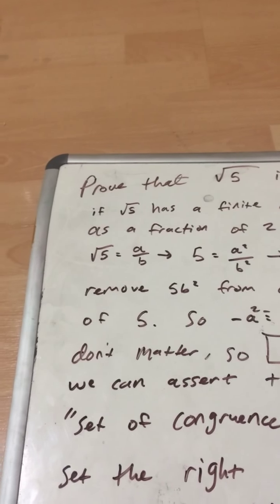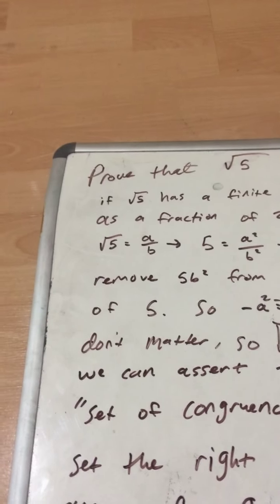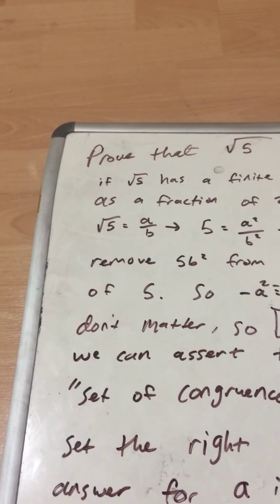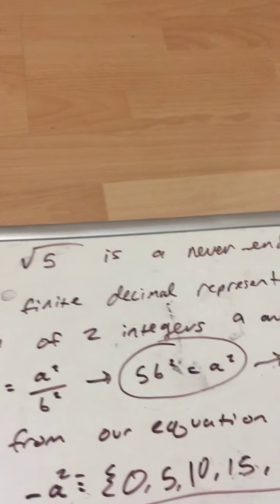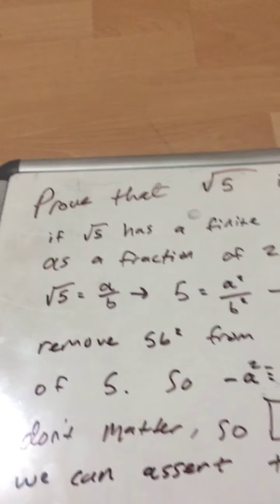Alright, so I decided to make a video that explains why the square root of 5 is a never-ending decimal, and it's the proof of that. So it says prove that the square root of 5 is a never-ending decimal.